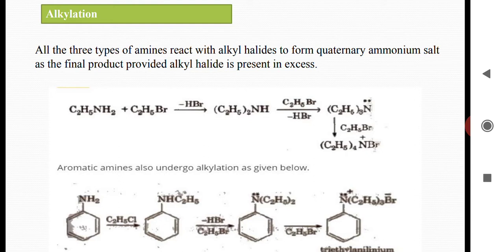Now, all three classes of amines undergo alkylation through nucleophilic substitution reactions on alkyl halides. See here, alkyl halides. The alkyl halide that has been shown here is C2H5Br, that is ethyl bromide. Now the carbon to which this Br is attached will be a little bit electron deficient, because it will have a delta positive charge since the Br is electronegative in nature. So this carbon can be attacked by a nucleophile, that is C2H5NH2, that is ethylamine.